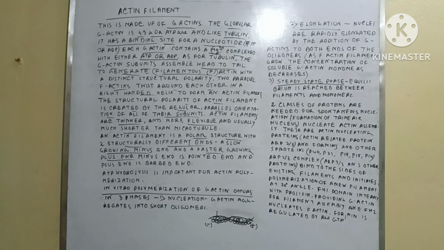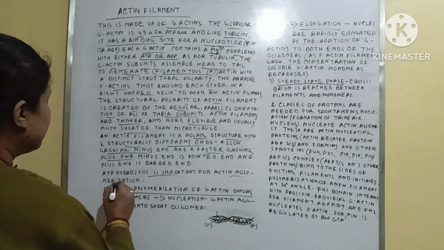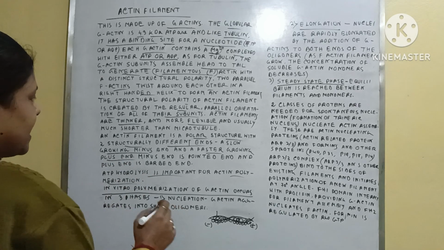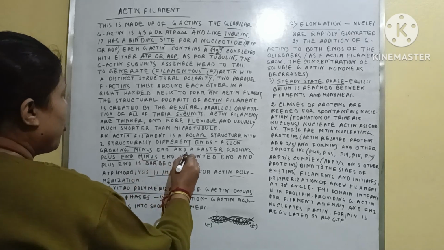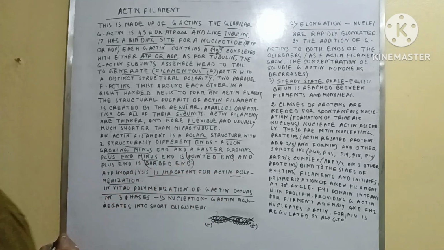And ATP hydrolysis is important for what? Actin polymerization. For actin polymerization, ATP hydrolysis is needed. And another thing is that the minus end is called the pointed end and the plus end is called the barbed end.